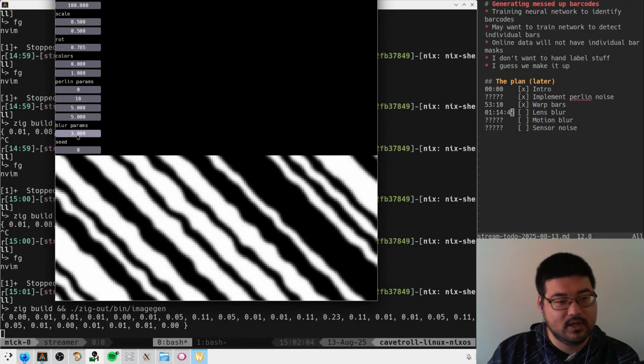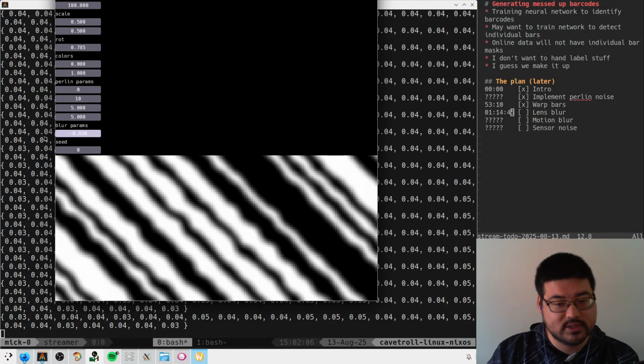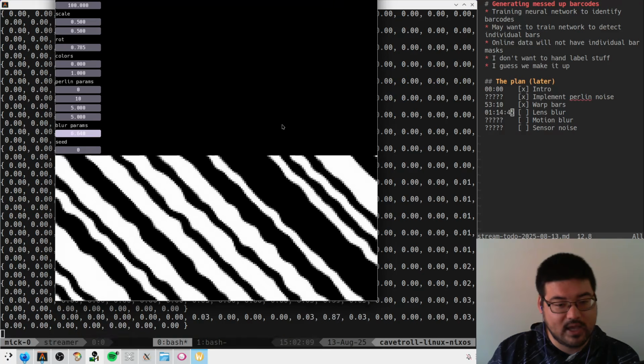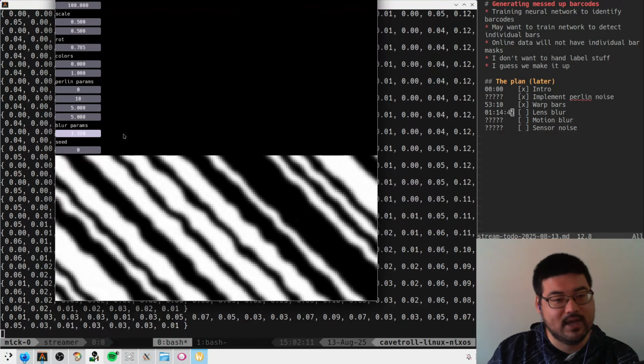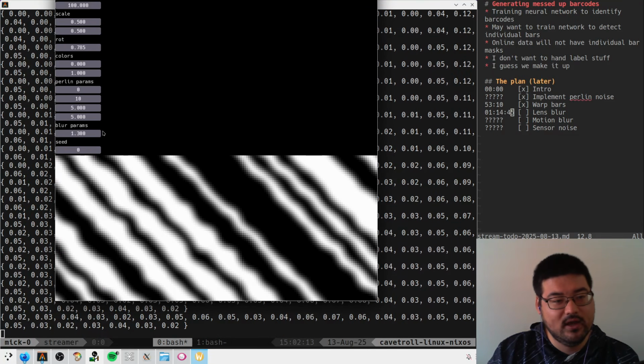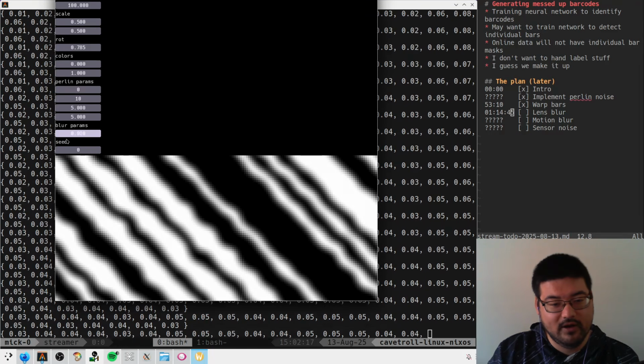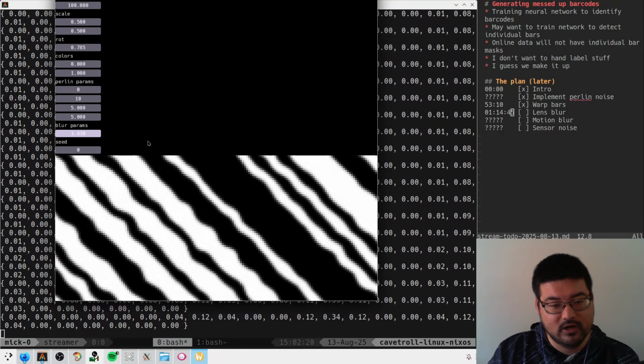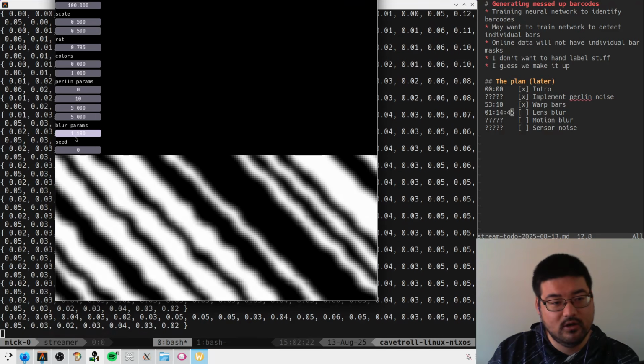So we should be able to reduce this. Yeah, nice. So you can see this having an effect, right? As I decrease this, it gets more blurry. Look at that. Blurry, not blurry. Blurry.